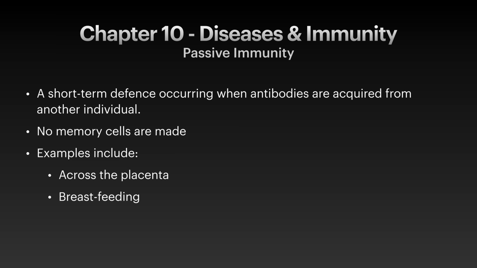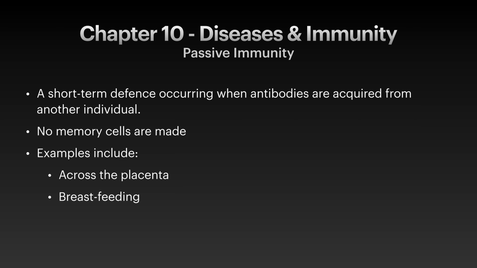Now moving on to passive immunity. Passive immunity is a short-term defense against a pathogen by antibodies acquired from another individual. It's called passive because your body doesn't produce the antibodies. They come from someone else.